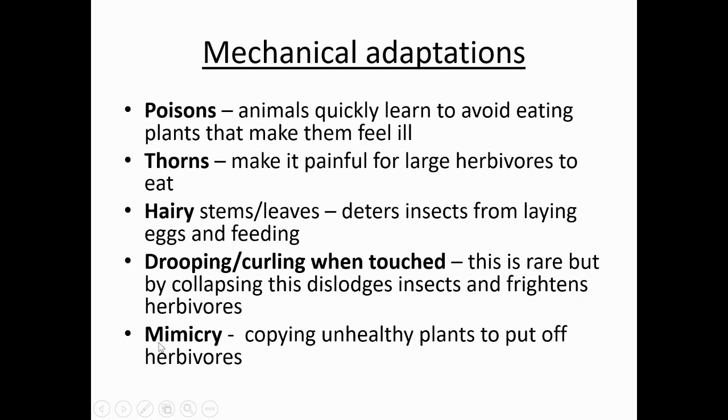And finally, mimicry. Now this is an interesting one. Some plants can actually copy unhealthy plants to put off herbivores. If a herbivore is choosing which leaf to eat and it can see these droopy, off-coloured leaves, it might go, you know what, I'm not going to eat that one because it looks a bit wrong. So this is a form of mechanical adaptation. Very clever.